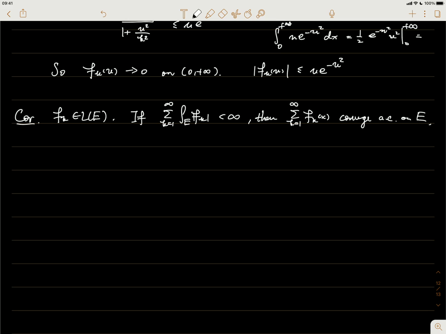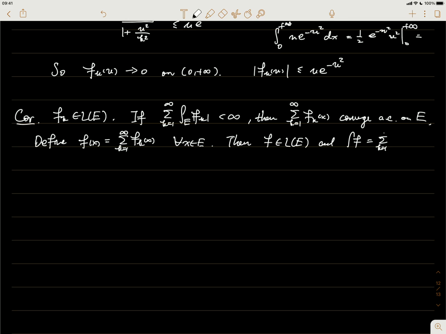Okay. And then we can also define f to be the series for each point. Then we can show that f is also integrable, and the integral of f is actually the series of such integrals. Okay. Now, let's see how to prove this.